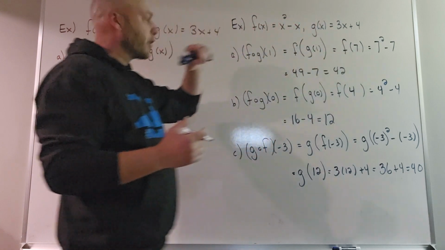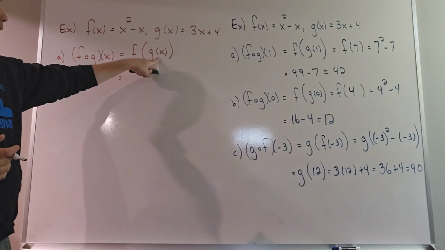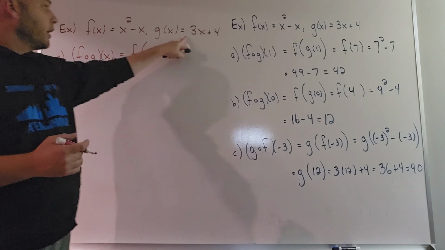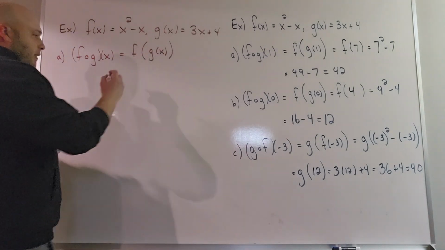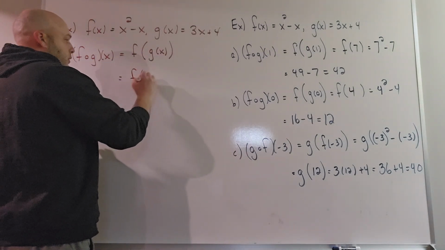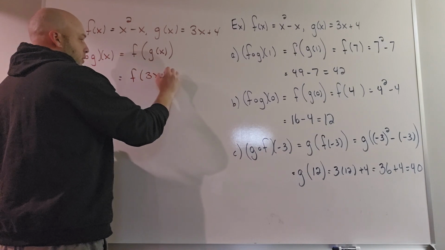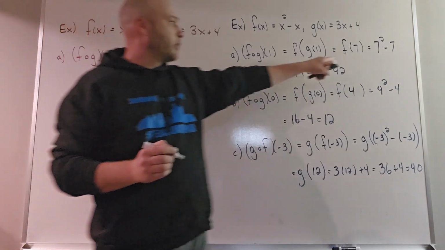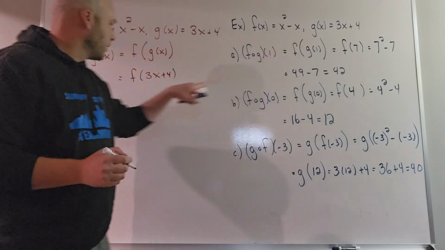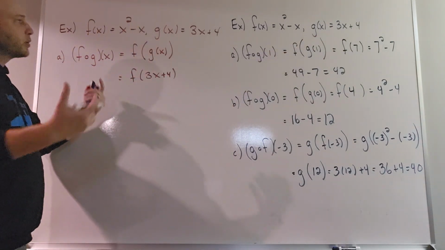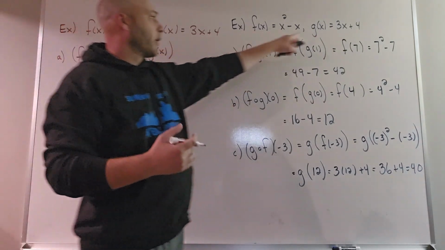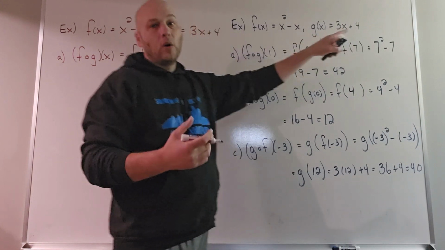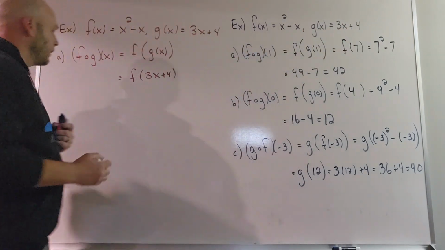Let's do the same thing over here. G of x, well, if I go to the function expression, it's just going to be 3x plus 4. That means my new input is going to be 3x plus 4. Over here, my new input was a number. Here, my input is an expression. Both of those come from the function expression for g, whether I plug in a number and evaluate, or just use the expression itself.